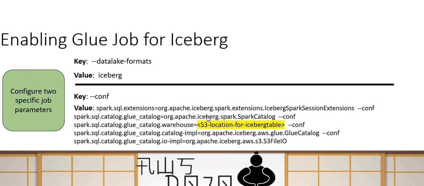So these are the few configurations which you have to do. Everything is pretty much what I see on the screen. The only part which you have to change is where you create the warehouse. There you need to provide the S3 location where you have created your Iceberg table. And that's why I told you that you need to know how to create such a table using S3.